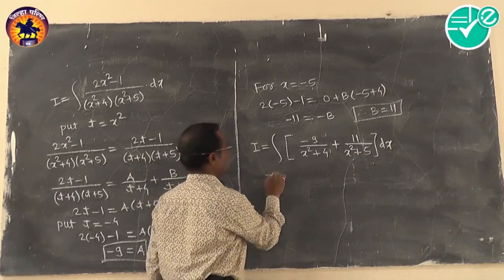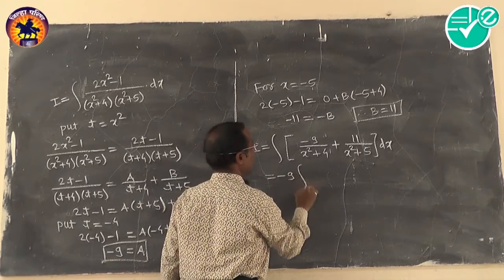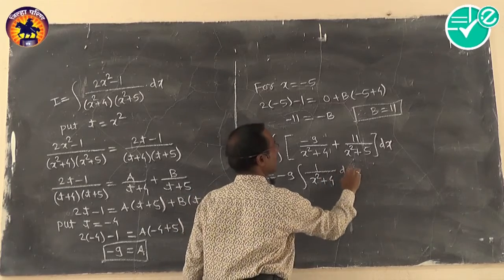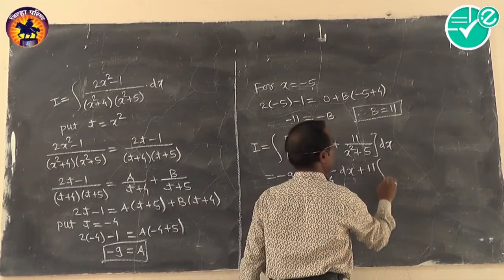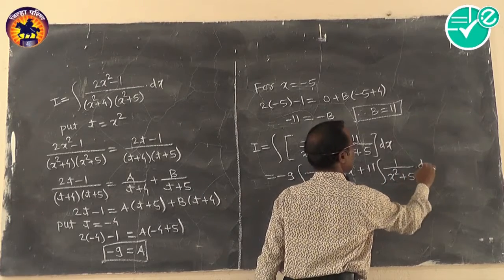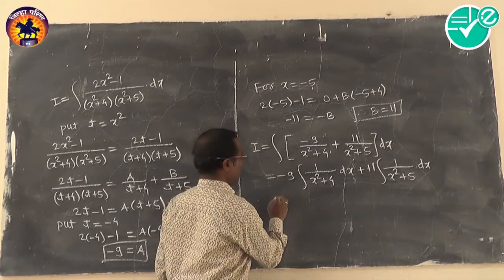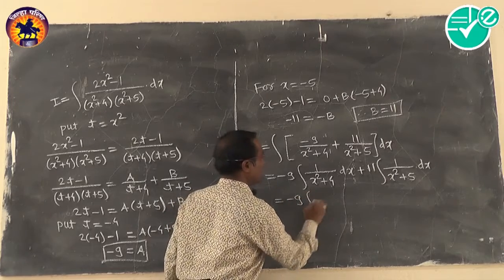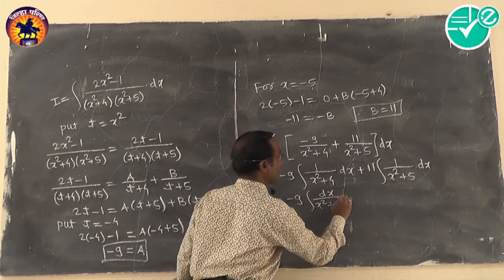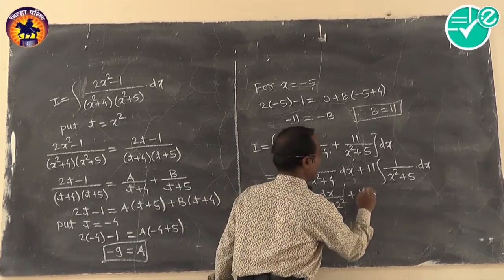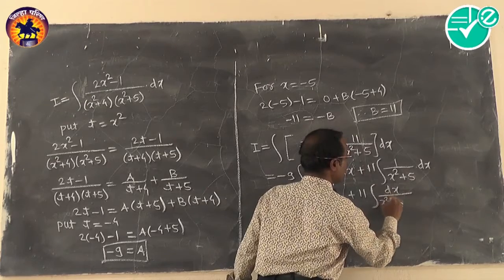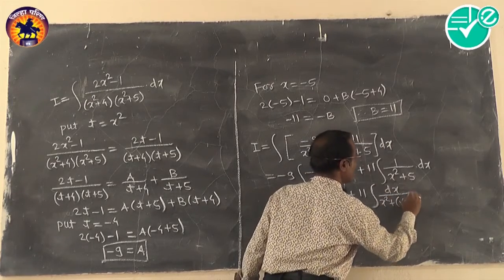Now write down the separate integrations. Minus 9 into integral of 1 upon x square plus 4 dx plus 11 into integral of 1 upon x square plus 5 into dx. So this can be written as minus 9 into integral of dx upon x square plus 2 square plus 11 into integral of dx upon x square plus root 5 square.